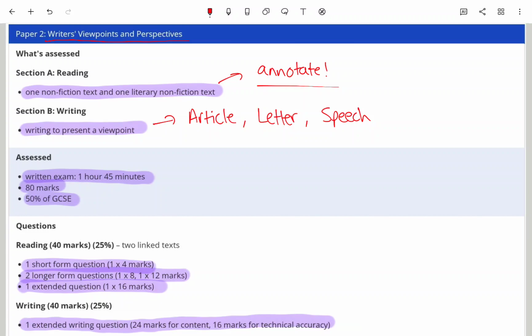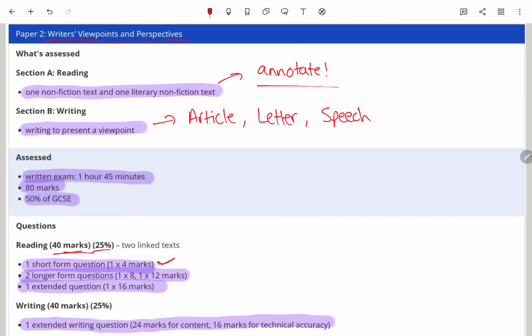I cannot stress this enough. Start looking at non-fiction texts, start reading newspaper articles, maybe in The Guardian, to enhance your knowledge of non-fiction texts. In terms of the questions, like I said, it is 40 marks, and it's worth 25% of your GCSE. The first question is 4 marks.